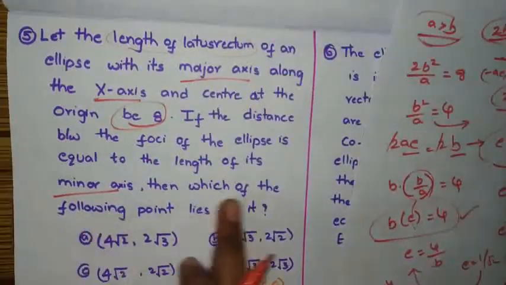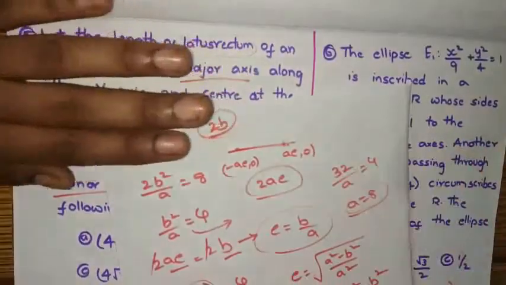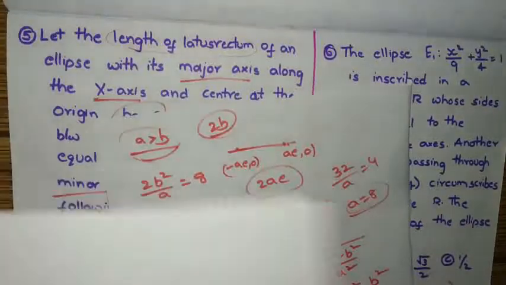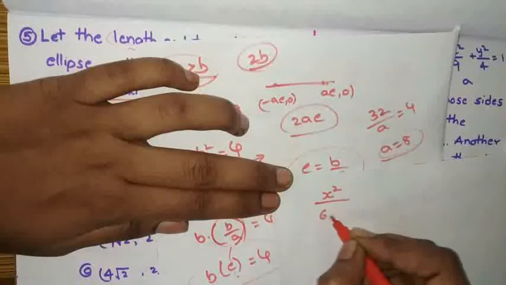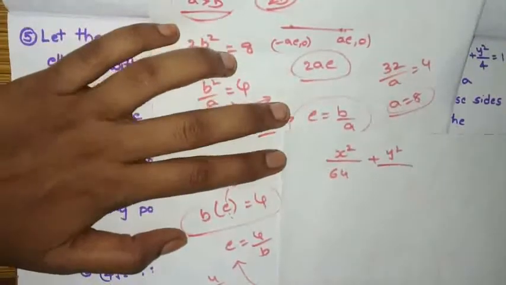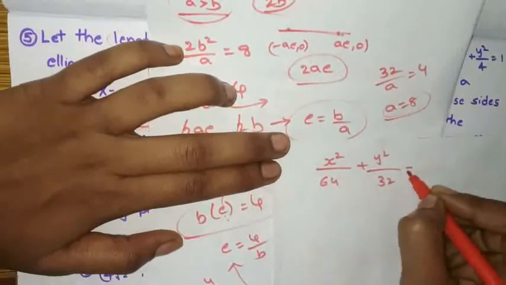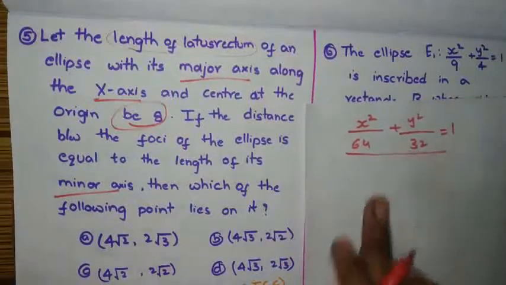What they asked is which of the following points lies on it. So you need to calculate which point lies on this. See, here I will write x square by a square plus y square by b square, that is x square by 64 plus y square by 32 is equal to 1. This is the equation of the ellipse. Now look at the options. Which point satisfies this equation?